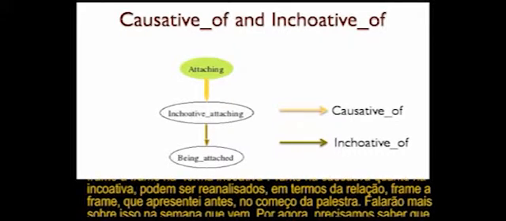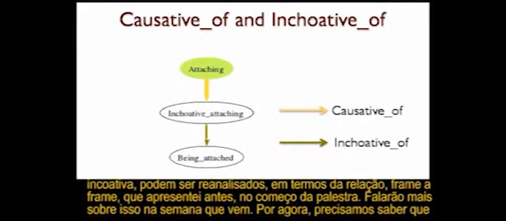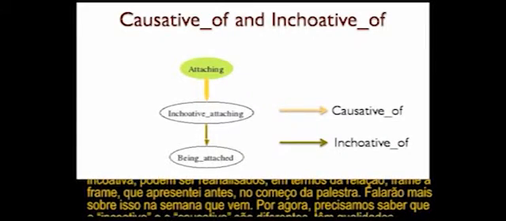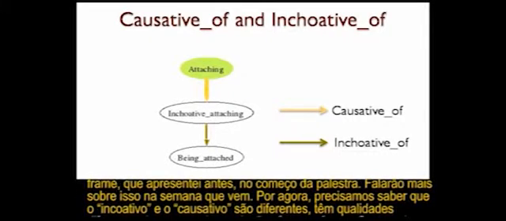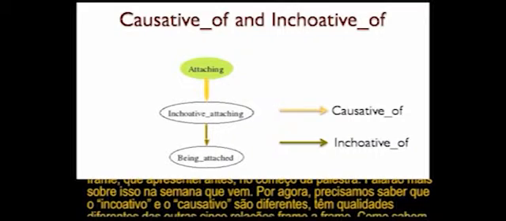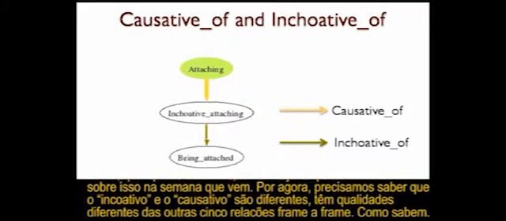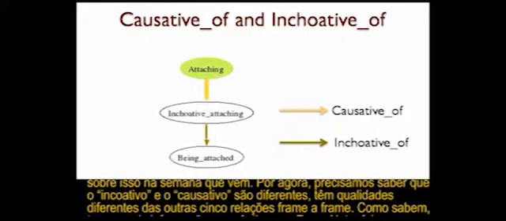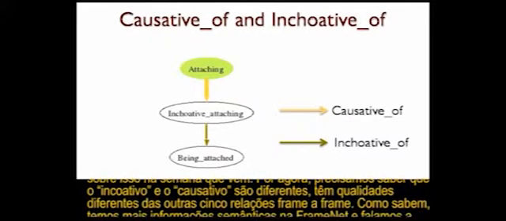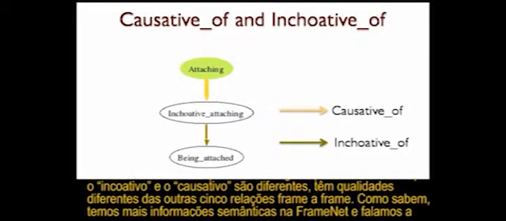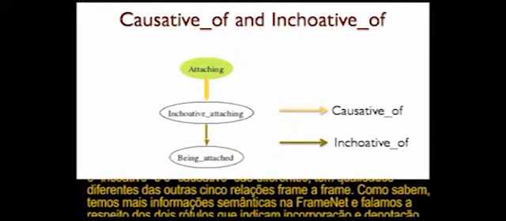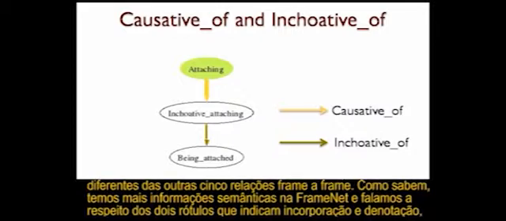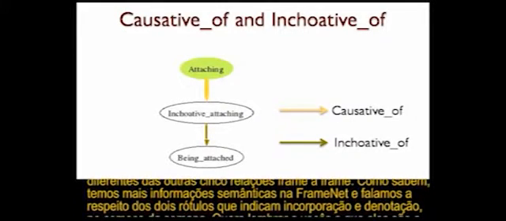Inchoative of and causative of can actually be restated in terms of the other 5 frame-to-frame relations that I presented at the start. And you'll find out more about that next week. For now, you need to know that inchoative of and causative of are different. They have a different quality from the other 5 frame-to-frame relations. FrameNet, as you know, has more semantic information.